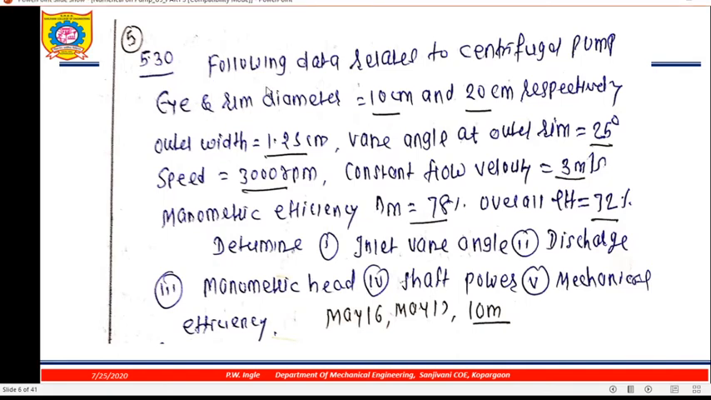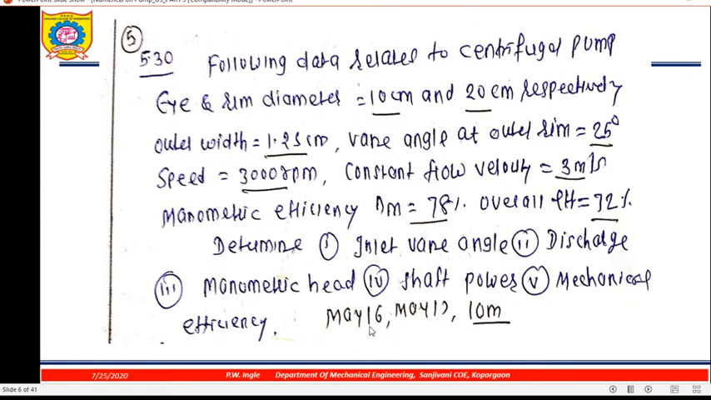The following data relates to a centrifugal pump. The internal and external diameters are 10 centimeter and 20 centimeter. Outlet width is 1.25 centimeter. Vane angle at outlet rim is 25 degree. Speed is 3000 rpm and constant flow velocity is 3 meter per second. Manometric efficiency is 78% and overall efficiency is 72%. Calculate inlet vane angle, discharge, manometric head, shaft power and mechanical efficiency.